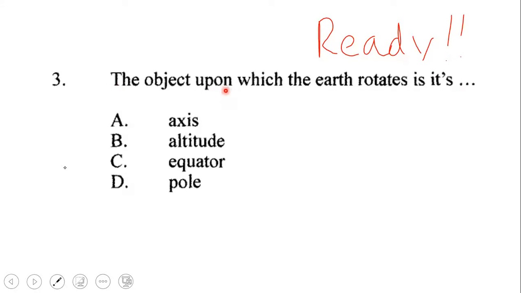The object upon which the Earth rotates, is it A, axis, B, altitude, C, equator, or D, pole? Again, the object upon which the Earth rotates, is it A, axis, B, altitude, C, equator, or D, pole?